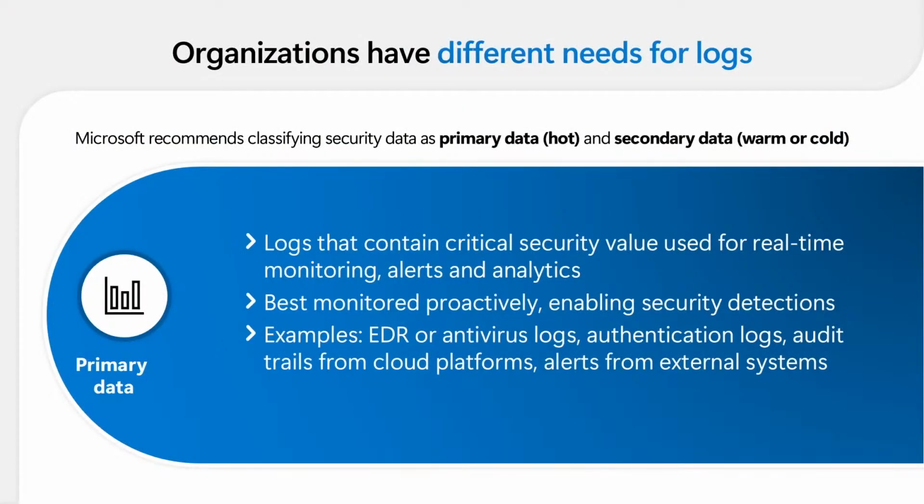We recommend to think of it as two tiers. The primary data, which is like your hot tier, and this is data that you want to monitor closely. It's data such as EDR, antivirus logs, authentication logs, security events from Windows. And this is data where you will have analytics running and you will be triggering incidents and alerts. It has high security value.